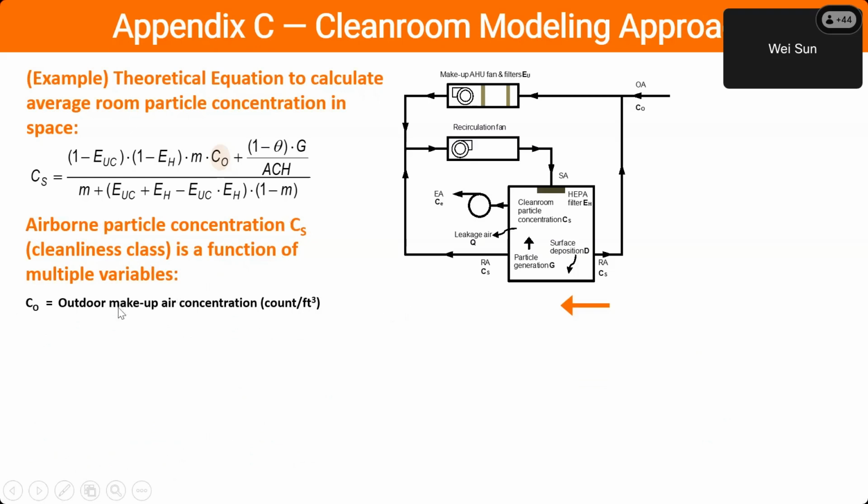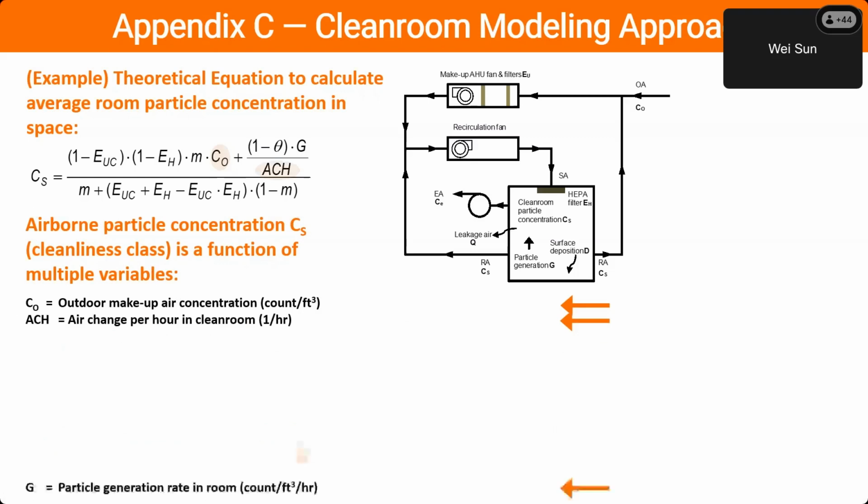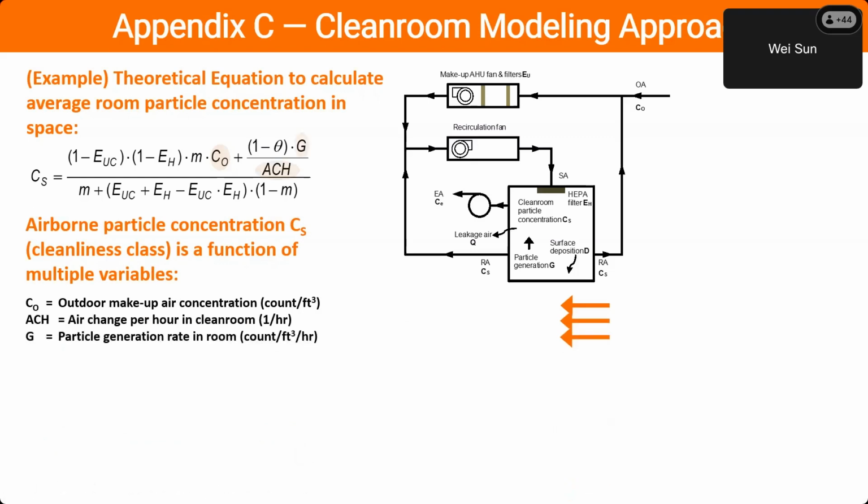One is the outdoor makeup concentration. If your clean room is located in a semi-rural area, of course, the outdoor air is cleaner. But if you're in the middle of an industrial area, your outdoor air will be dirtier. So there is a little impact on that. And of course, the second is the air change rate. And third is the particle generation rate.